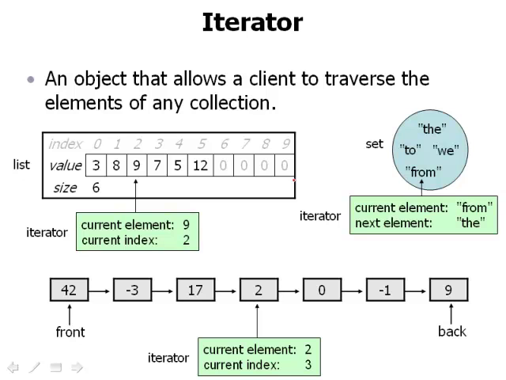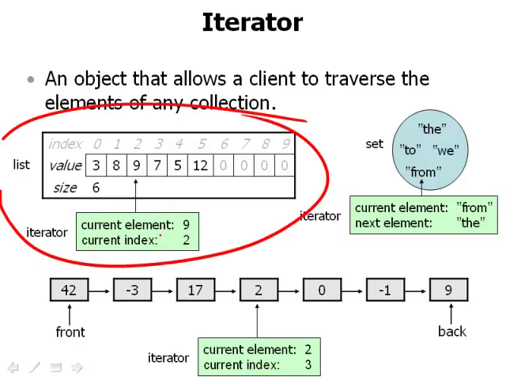So for example, you can use an iterator on any kind of collection. Here's an iterator on an array list. The iterator is keeping track of the current position, which is index 2, and the element at that index is number 9. So you could use it to walk to the remaining elements if you wanted to.